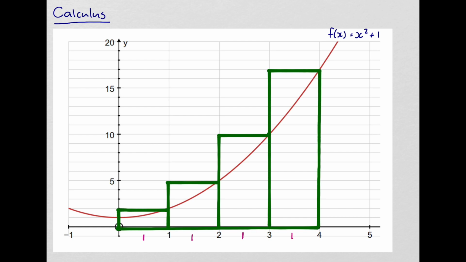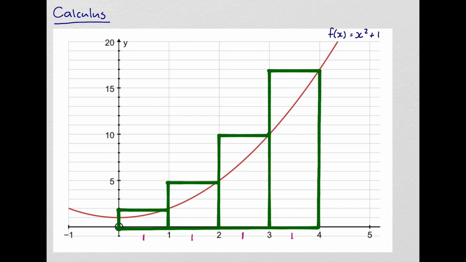Now for their heights, effectively the height is the y value at this point, isn't it? The height of the big rectangle will be the y value at this point. The height of the next rectangle will be the y value at that point, and so on. In order to get those y values, we've got to substitute the corresponding x value into that equation to get the y value. So let's start.